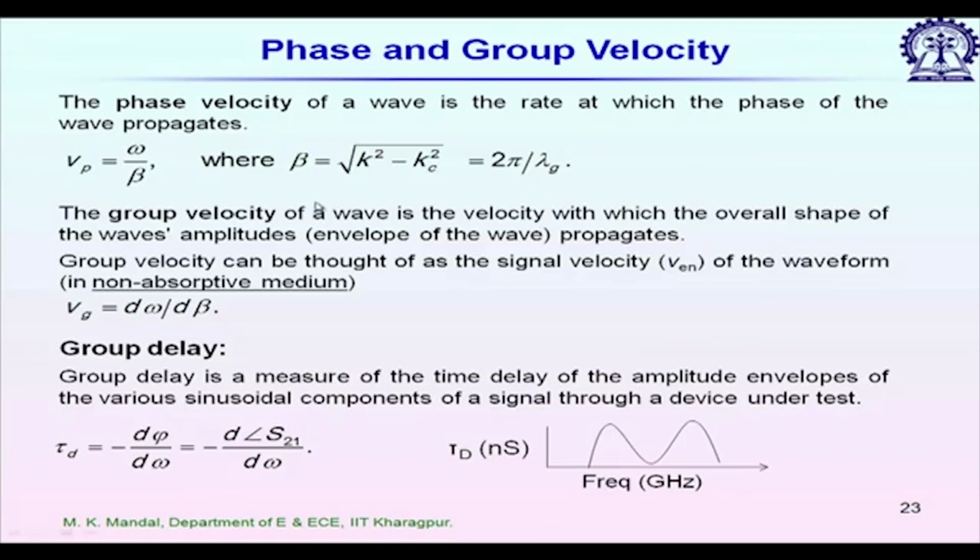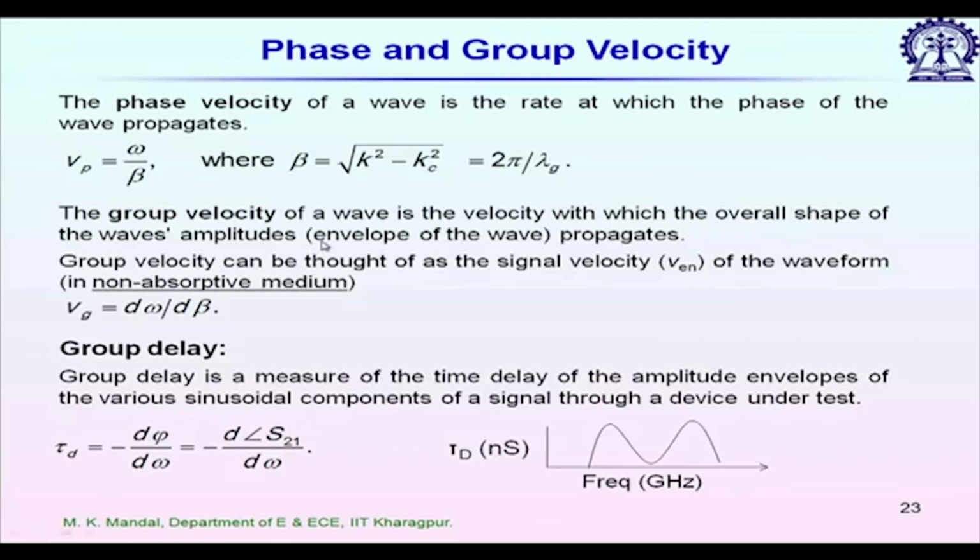Not only that, if I plot beta versus frequency, beta is 2 pi by lambda g. As I increase frequency, lambda g decreases, so beta should vary with frequency linearly. If beta does not have any linear variation, that means the phase velocity will be different at different frequencies. Next one is the group velocity.